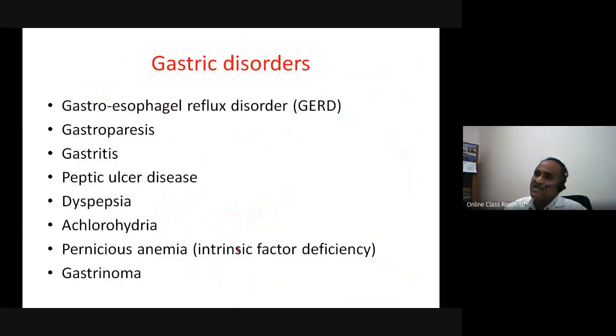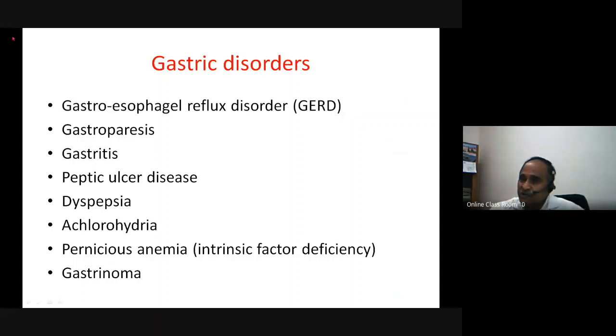Now, what are the various gastric disorders? One of the gastric disorders is gastroesophageal reflux disorders. There is a spelling mistake there. Gastroesophageal reflux disorders, known as GERD. This is one of the things where the reflux of the fluid from the gastric contents would produce irritation, inflammation, and ulcers in the esophagus, and that will alter the irritation and the problem.